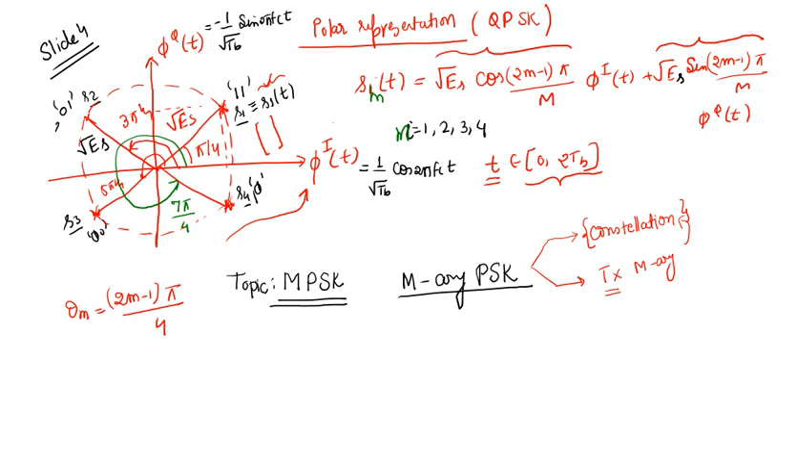Es is the energy. I told you how to read the constellation, and I will put the link again in the description box. The distance squared provides the energy of the signal. So S1(t), S2(t), S3(t), S4(t) all have equal energy, and the energy is Es. This we have discussed in the previous lectures.